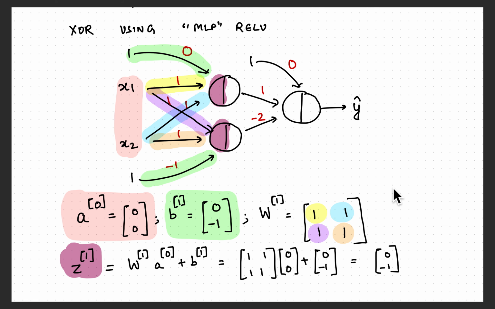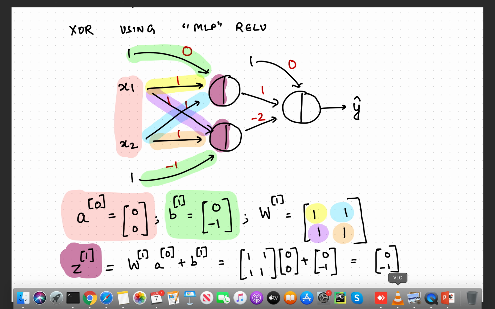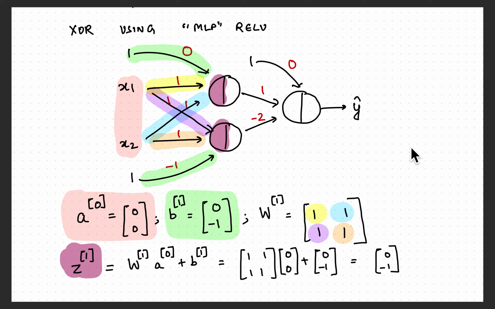Now I'm computing Z square bracket 1, which is the summation corresponding to the first layer. Since we have two nodes, Z square bracket 1 is a 2-dimensional vector, and we've already seen the formula, so it's simple. It's capital W square bracket 1 times A square bracket 0 plus b of 1. This is basically [[1, 1], [1, 1]] multiplied by [0, 0] plus the bias, which was [0, -1]. This entire thing evaluates to [0, -1], a 2-dimensional vector.